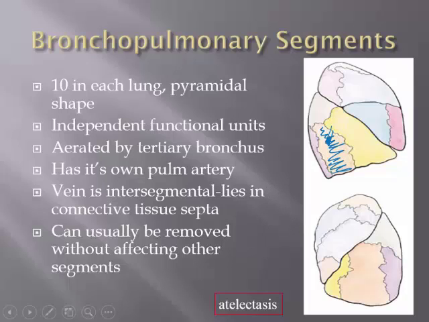This process where one particular area of the lung, if the bronchus to it is blocked, and the alveoli collapse, that condition is known as atelectasis. So atelectasis is collapse of the alveoli. So obviously if they are collapsed, that area of the lung is not going to be functioning.